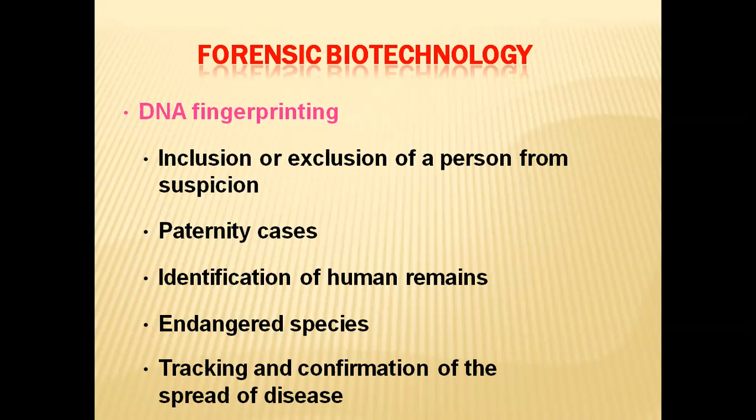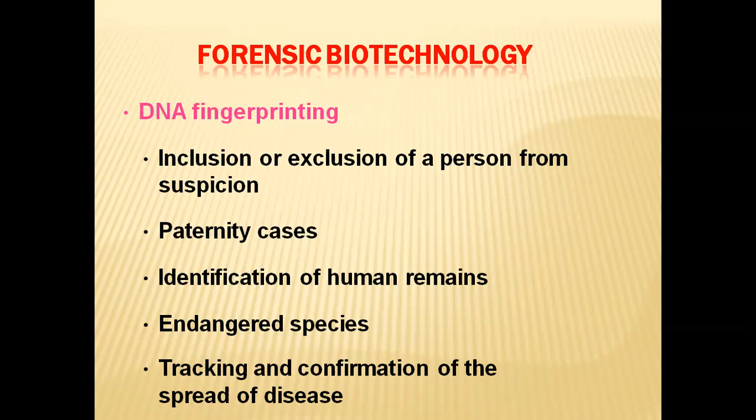So if we are suspecting a person, whether he committed a crime or not, that can be clarified by using forensic biotechnology. And paternity issues will also be solved by this DNA fingerprinting technology. And identification of human remains, identification of endangered species, and tracking and confirmation of the spread of the disease. All these things require the knowledge of forensic biotechnology.